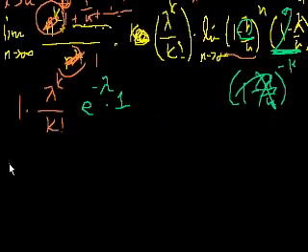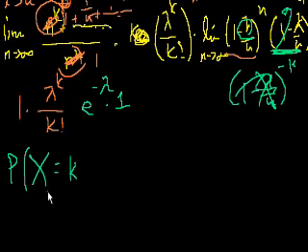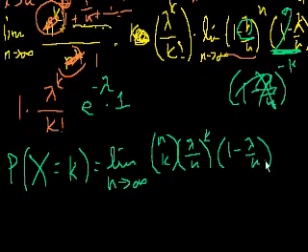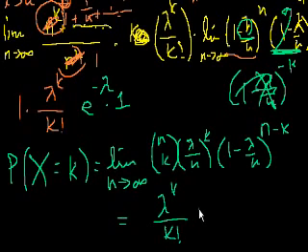We're done. The probability that our random variable, the number of cars that pass in an hour, is equal to a particular number, say 7 cars pass in an hour, is equal to the limit as n approaches infinity of n choose k times lambda over n to the k successes times 1 minus lambda over n to the n minus k failures. And we just showed that this is equal to lambda to the kth power over k factorial times e to the minus lambda.